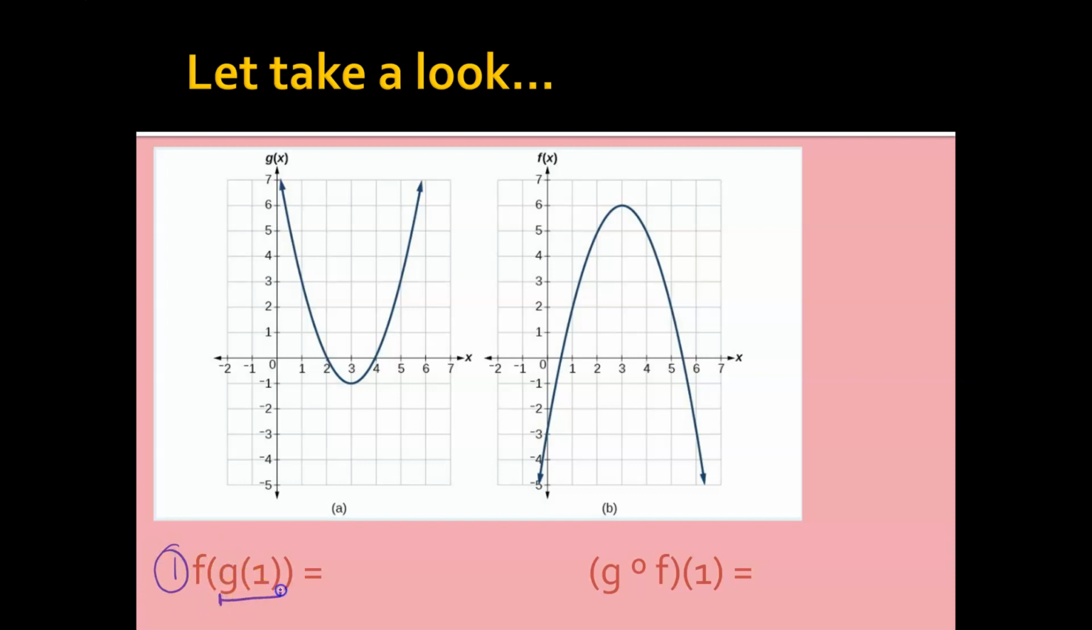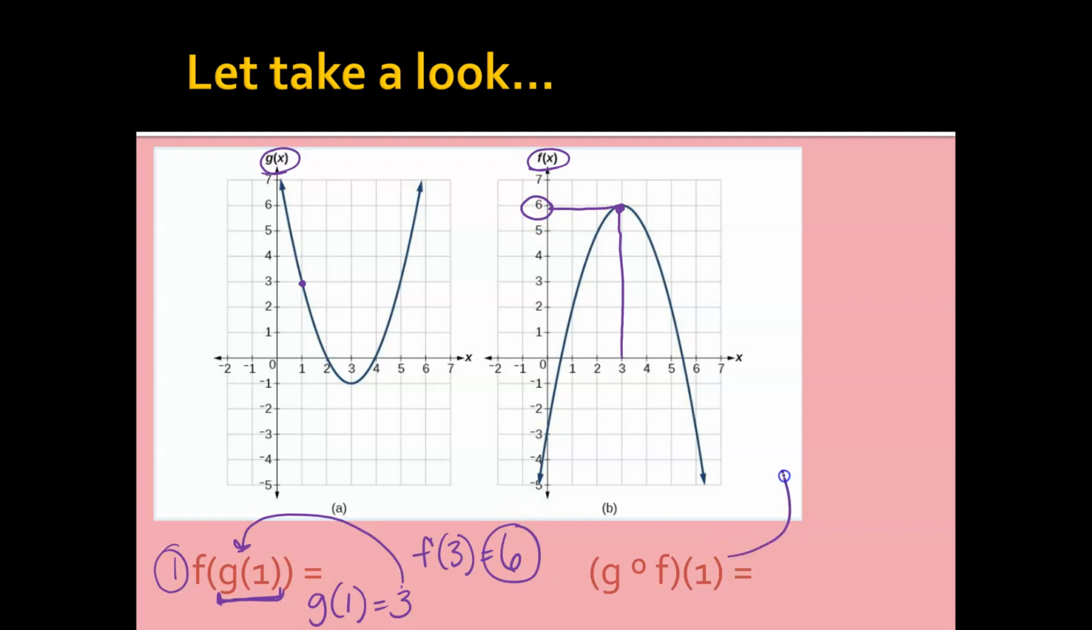So first I need to find what g of 1 is. Okay? So the g graph is over here, and then the f graph's over here. So on the g graph, when x is 1, y is 3. Okay? So then I'm going to plug that 3 in and interchange it, and now I'm going to say f of 3. And on the f graph, when x is 3, y is 6. And that's your answer.